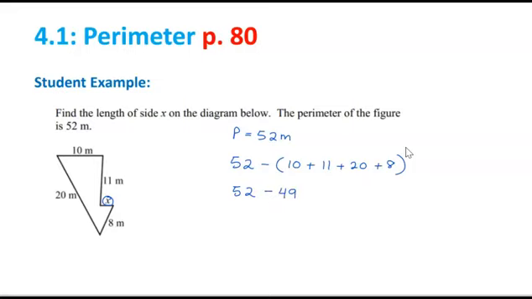So I'm going to subtract the 49, which gives me a difference of 3. And that looks pretty good because we can see that side length is really small. So x is equal to 3 meters.